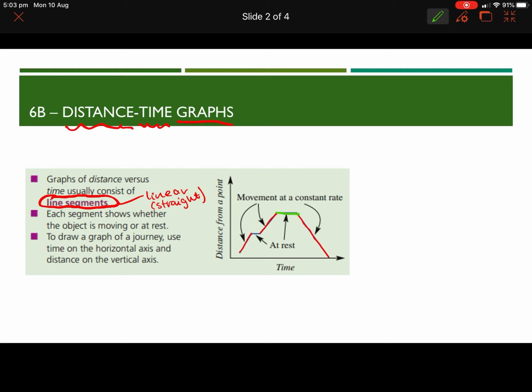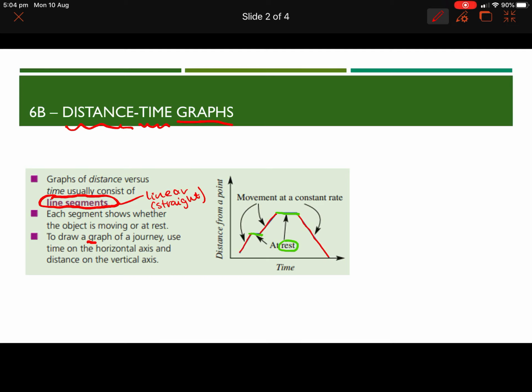Whereas the straight lines across, I'll use a different colour, these straight lines going across, that is what you call a rest. So distance isn't changing, but time is, because time doesn't stop. So flat lines mean they are at rest.